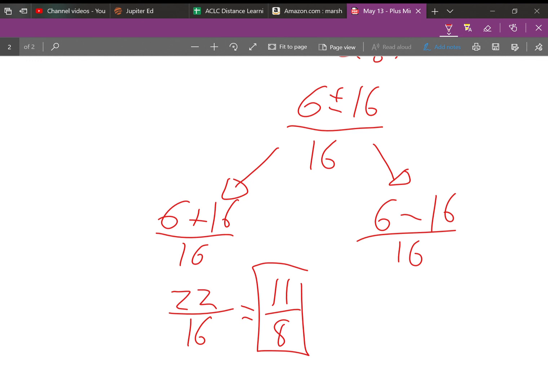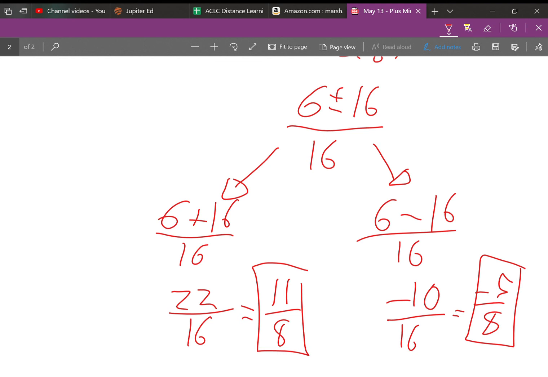Now 6 minus 16 over 16 becomes negative 10 over 16, since 6 minus 16 is negative 10. And again, I can divide these both by 2 to get negative 5 over 8. So those are the two answers you would get for this problem.